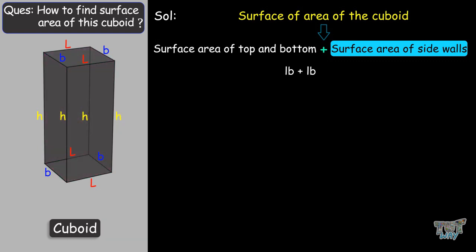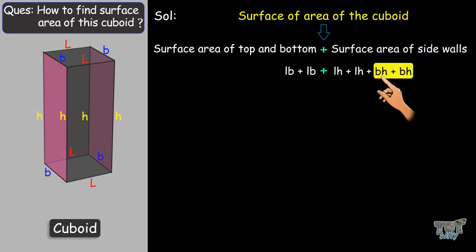Let's see what it will be. It will be surface area of these 2 front and back faces, and surface area of these side walls. Let's see what it could be. It will be surface area of these front and back faces. It will be length times height. So we will have length times height plus length times height. And surface area of these side walls will be breadth multiplied by height. So it will be BH plus BH, where B is breadth and H is height and L is length.